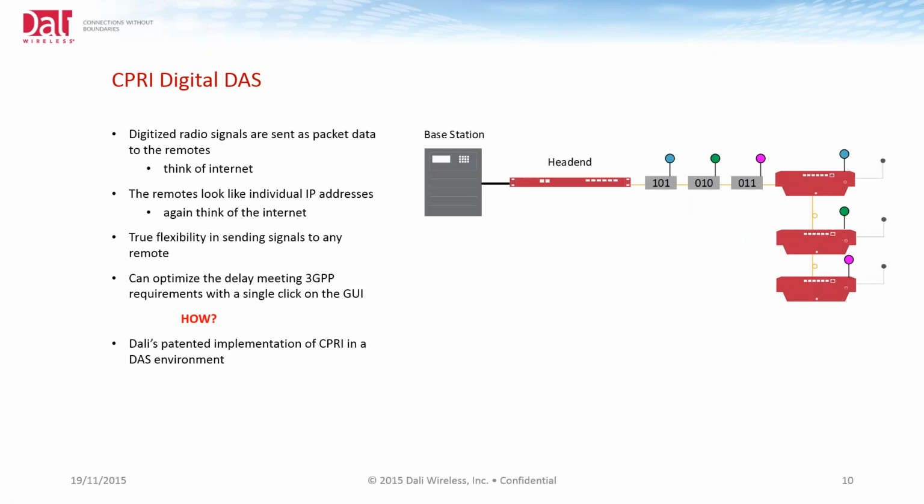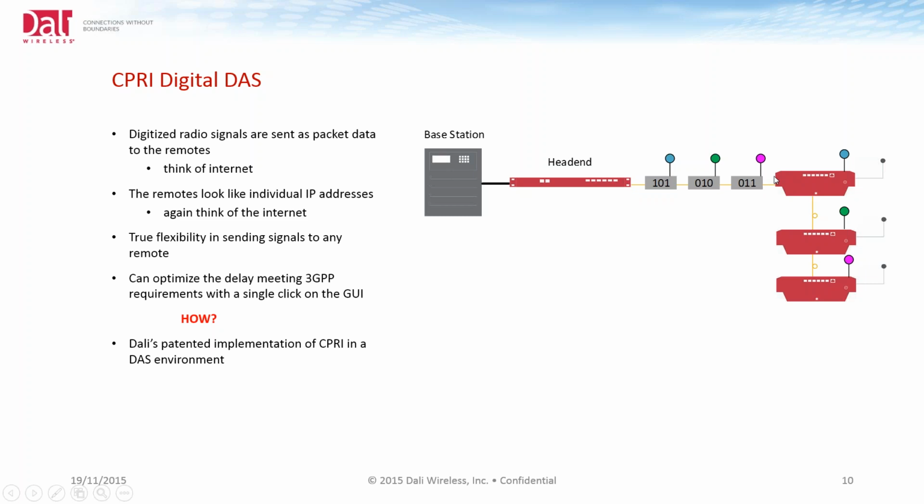CPRI digital DAS. CPRI digital DAS is, if you want a variety of DAS, the subspecies, where the digitized radio signals are sent as packet data to the remote. And this is very important. If you think about this as the internet, the remotes look like individual IP addresses.